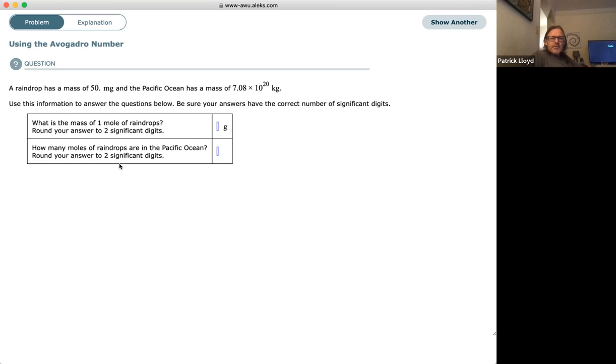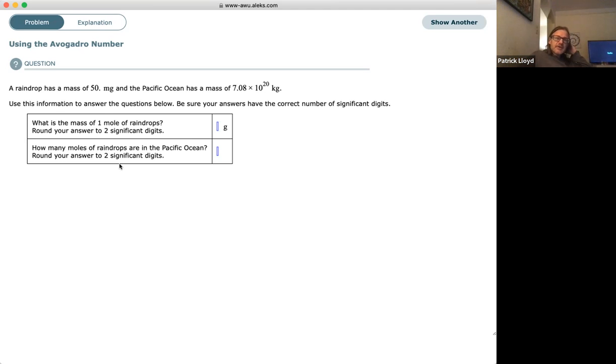A raindrop has a mass of 50 milligrams. Now notice on Alex, they put a decimal point after whole numbers. So if you have a number like 47, they'll put a decimal. I've never seen people do that on purpose all the time, but they're trying to be consistent. So they ask that you do that. If you come up with a number like 37, just write 37 decimal. So a raindrop has a mass of 50 decimal milligrams, and the Pacific Ocean has a mass of 7.08 times 10 to the 20 kilograms. Use this information to answer the questions below. Be sure your answers have the correct number of significant digits.